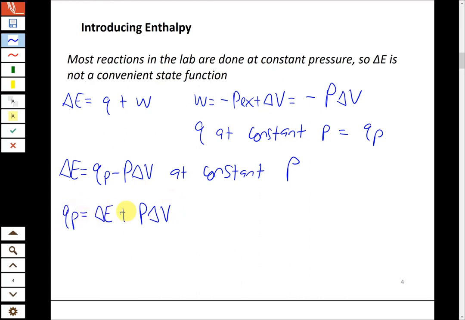And so this parameter here, QP, is a sum of two state functions. Delta E is a state function, anything that has a delta in front of it. P delta V is a state function because it's a constant pressure multiplied by a state function delta V. And so if you have a sum of two state functions, then the result is also a state function, as it turns out. So we're not going to call it QP, we're going to call it a new state function, delta H, which is enthalpy.